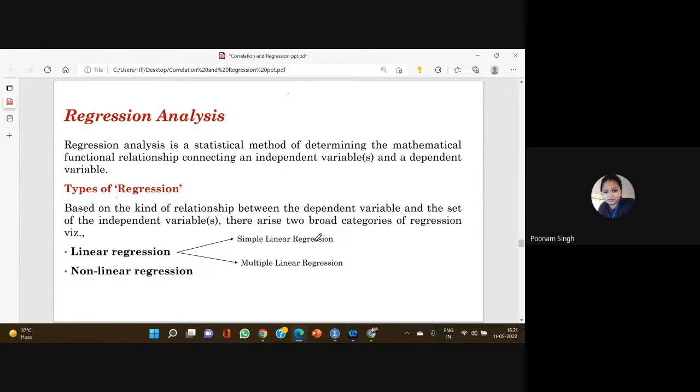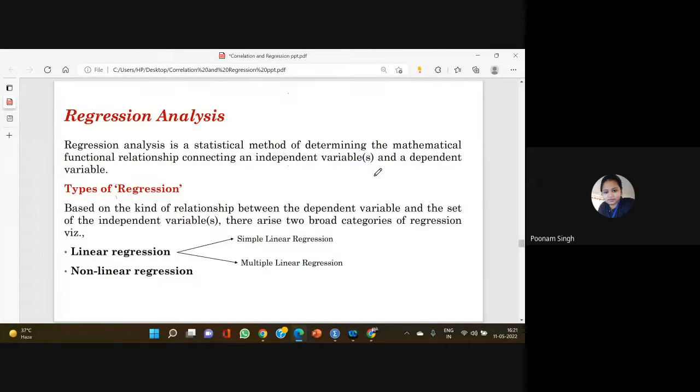रिग्रेशन एनालिसिस एक स्टैटिस्टिकल मेथड है ये डिटरमिन करने का कि मैथमेटिकल फंक्शन रिलेशनशिप, determining the mathematical function relationship connecting an independent variable and a dependent variable.